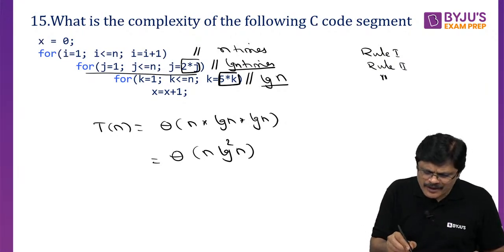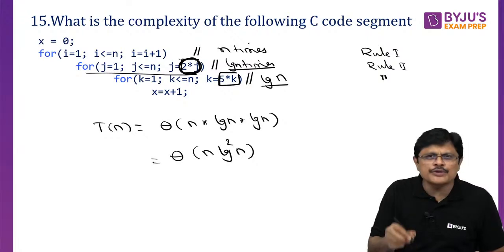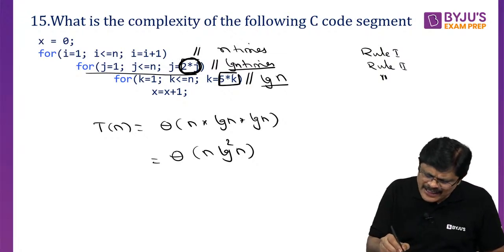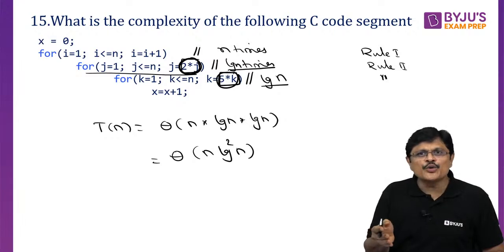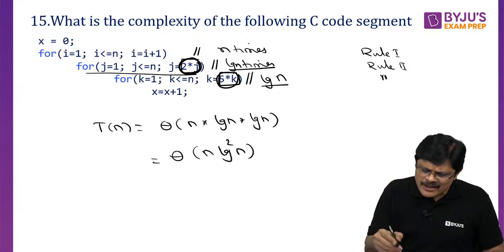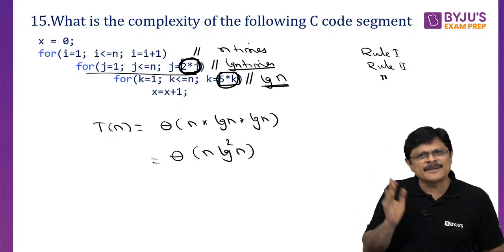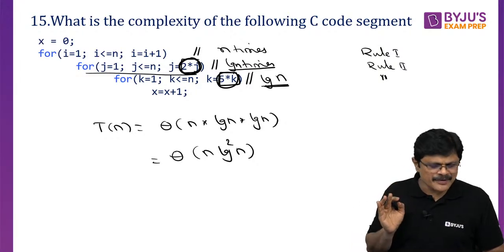Same rule 2. Whether you have 2 into j, 3 into j, it is log n only. Similarly, 5 into k, 6 into k, 100 into k, 1000 into k are also log n only. No problem. Asymptotically, log n only. Hope you understand.